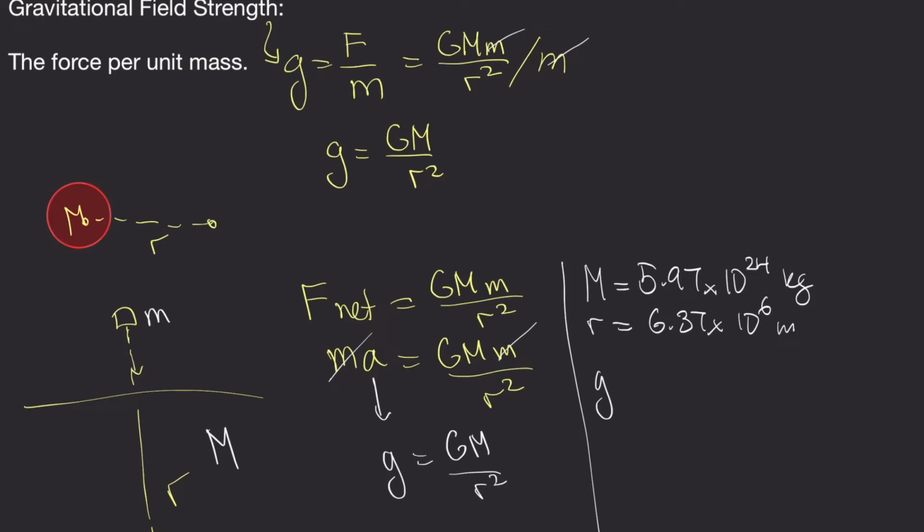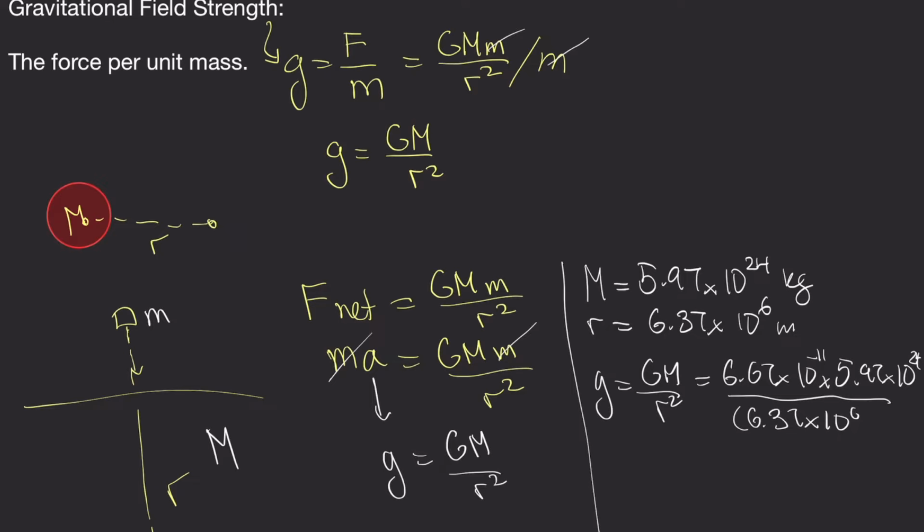So we can calculate g to be GM over r squared, which is 6.67 multiplied by 10 to the negative 11 multiplied by the mass of the Earth, 5.97 times 10 to the power 24. Divide that by the distance, or the radius of the Earth squared, 6.37 multiplied by 10 to the power of 6 squared, and we're going to get approximately 9.81 meters per second squared. This is where this value actually comes from.